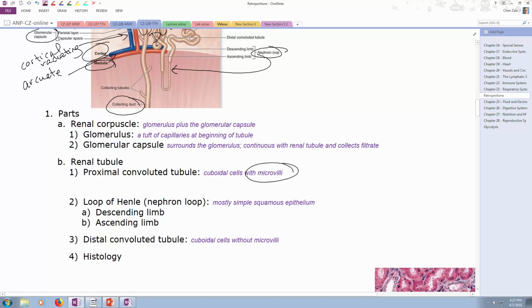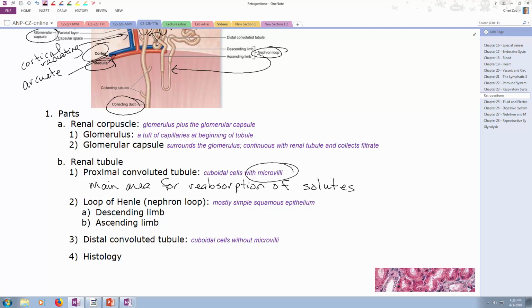So PCT, proximal convoluted tubule, cuboidal cells with a bunch of microvilli, and this is where our main reabsorption of solutes occurs. So this is going to be glucose, ions, vitamins, all kinds of things. We'll talk more about that in just a moment. But main area for reabsorption of solutes.